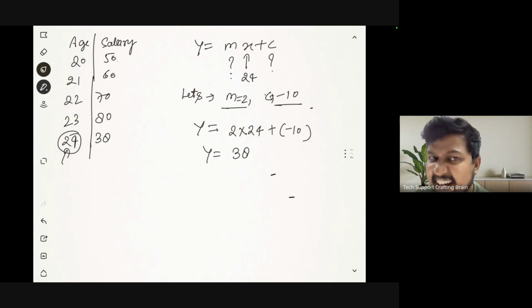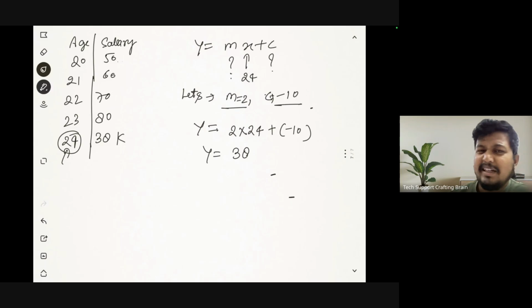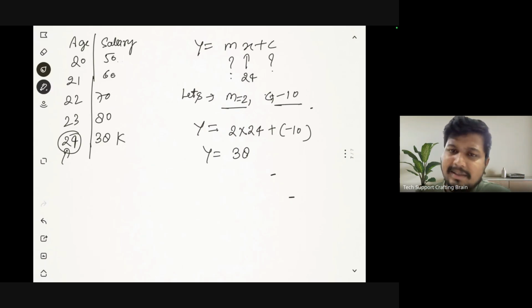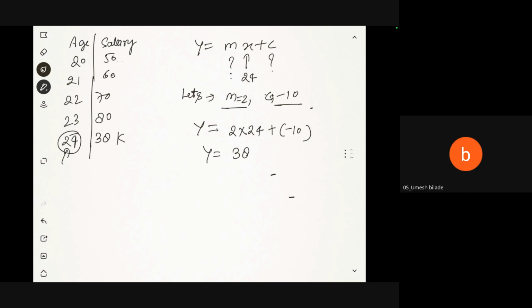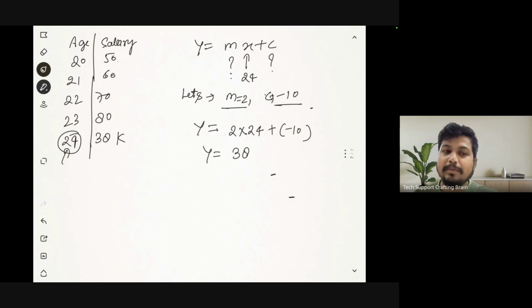We are getting a 38K salary for the person. Is it looking correct or incorrect in your opinion? Obviously, it is looking incorrect to me, because ideally, based on the pattern, it should be 90K. Now try to understand: the 38 value you got was based upon the m and c values.